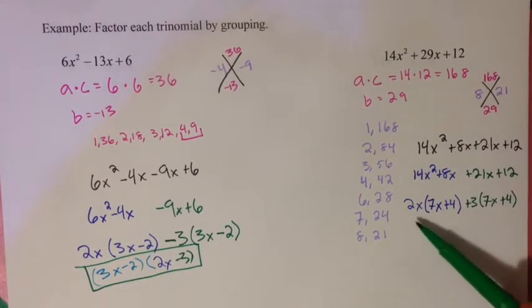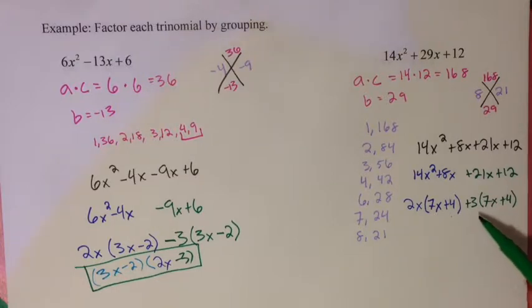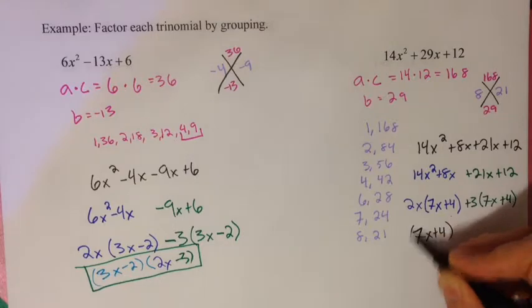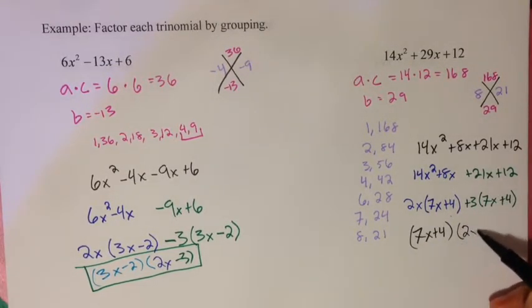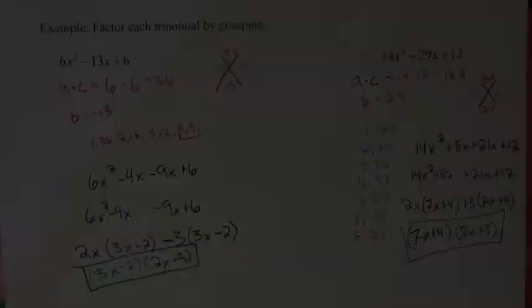Now I step back, look at what I have. I have 2x multiplied by 7x plus 4, and 3 multiplied by 7x plus 4, which means that that 7x plus 4 is in both of them, so I can factor it out, and I'm left with a 2x from the first term and a 3 from the second term. So there is my final answer for that one.